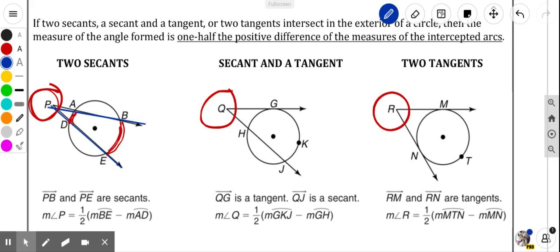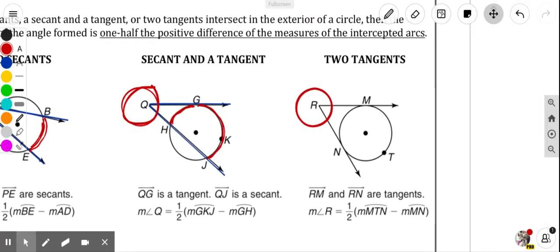Another way you can have it is a secant and a tangent. So here's our secant, here's our tangent. They're intersecting outside the circle at Q. Let's take a look at the 2 arcs. We have GJ as one arc, and then GH is the other arc. If I subtract those 2 arcs and divide by 2, I would get angle Q.